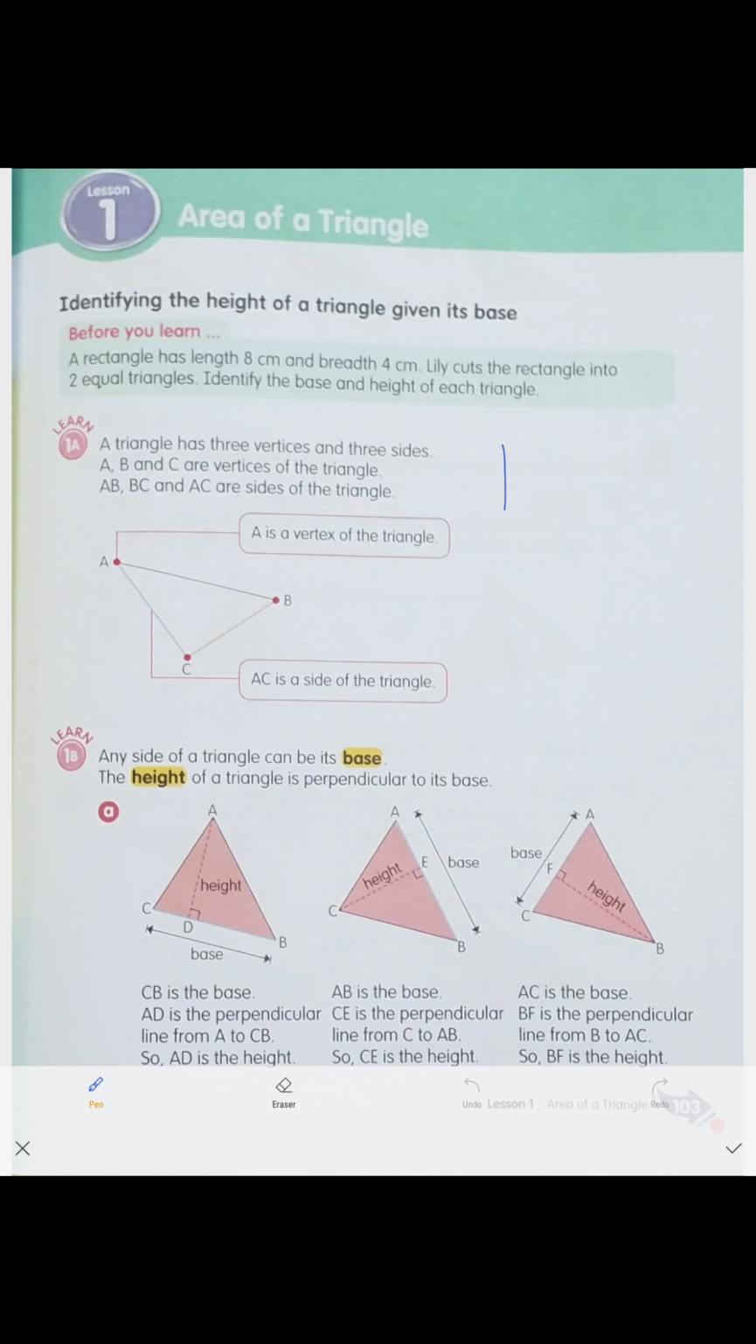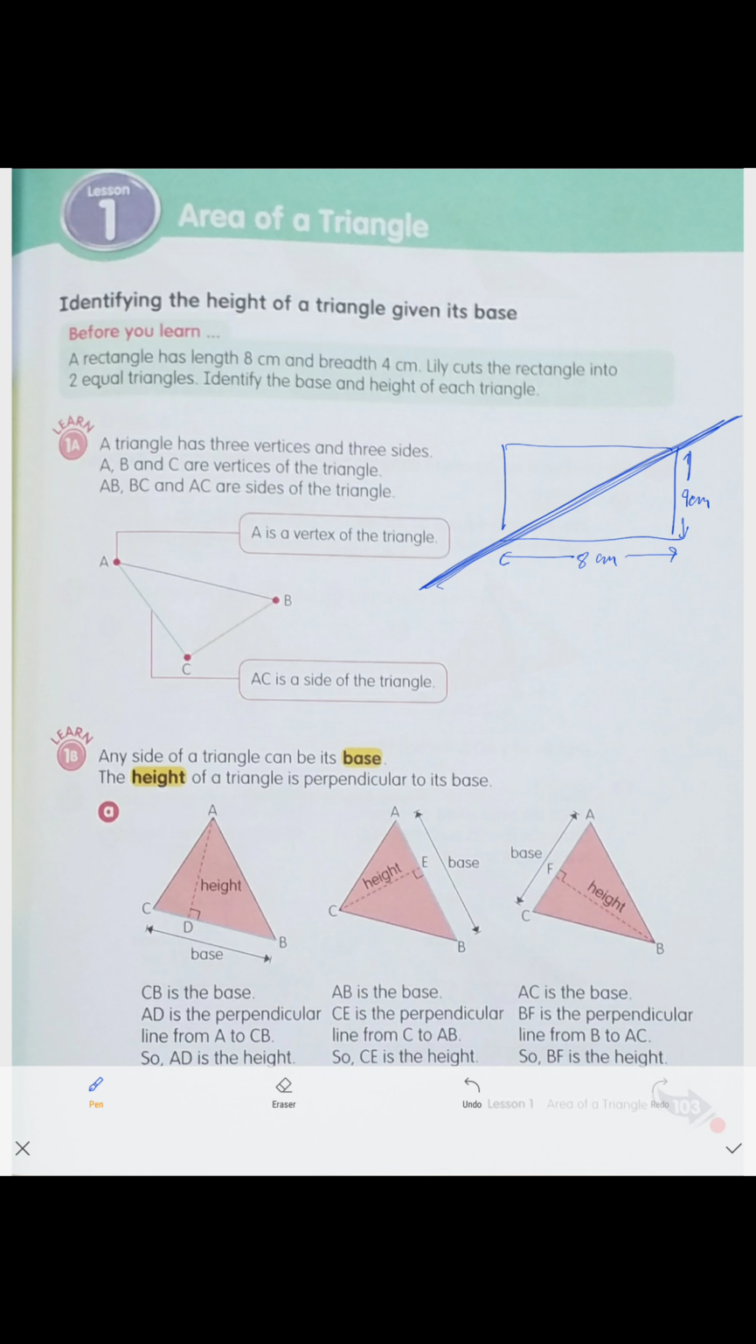Okay, all right, so you have your rectangle, and this is gonna be 8 centimeters, right? And this is gonna be 4 centimeters, right? And Lily cuts it like this into two halves. So they ask us to identify the base and height of each triangle. So this is what we learned here.